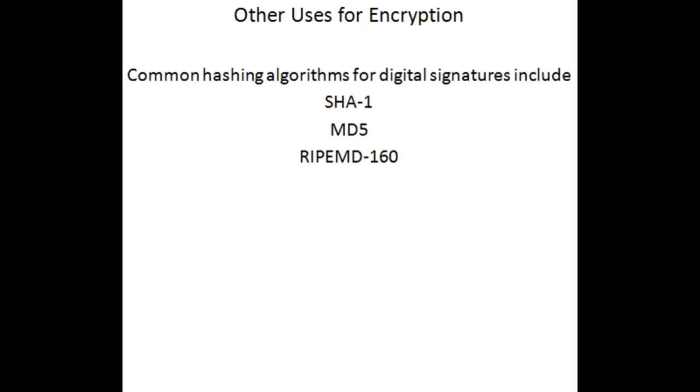Other uses for encryption. Integrity is one of the components of the CIA triad and ensures that information remains unchanged and is in its true original form. A hash is a common method of providing integrity of a message. A hash is the conversion of a string of characters into a shorter fixed length value that represents the original. It is similar to a shorthand version of the full data. Common hashing algorithms for digital signatures include SHA-1, MD5, RIPEMD160.